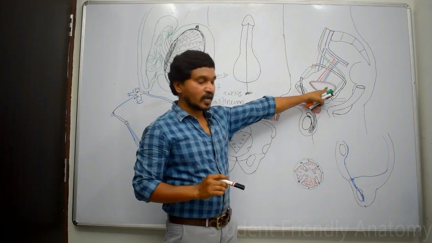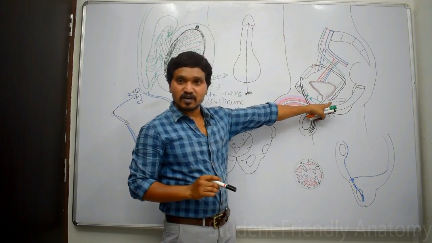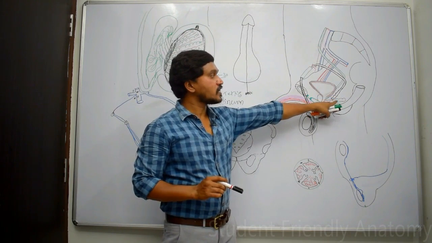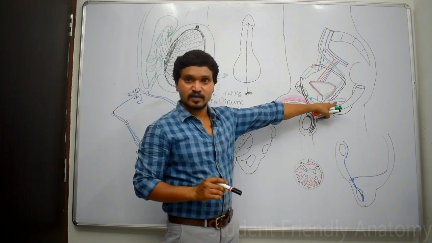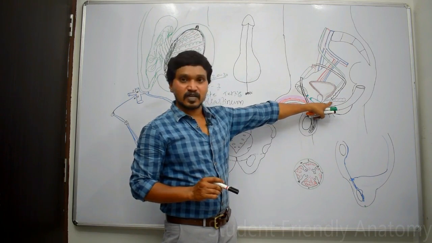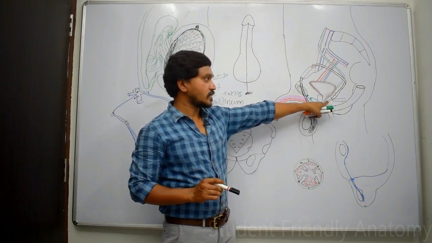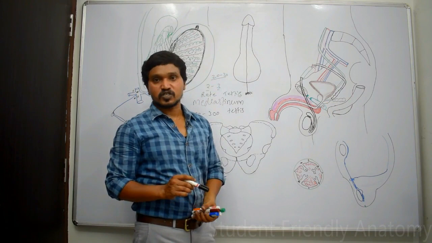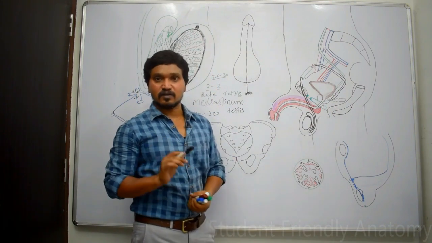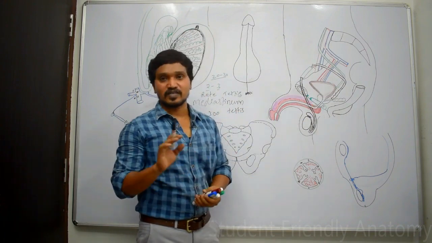the urinary bladder and reaches the base of the prostate gland. Here, it will be present medial to the seminal vesicles. Here, it will unite with the duct of the seminal vesicles and form the ejaculatory duct and enter the prostate gland, then open into the prostatic urethra. So, this is the course of vas deferens.